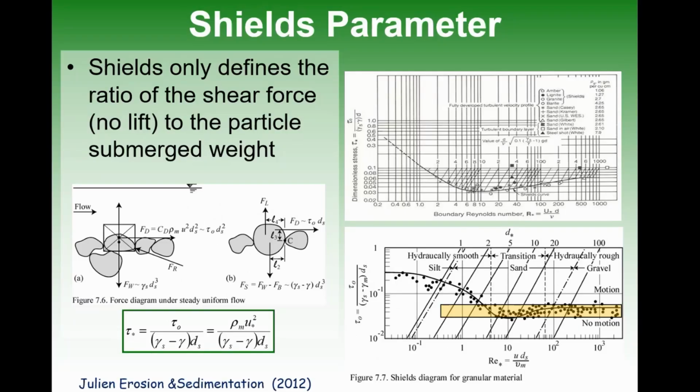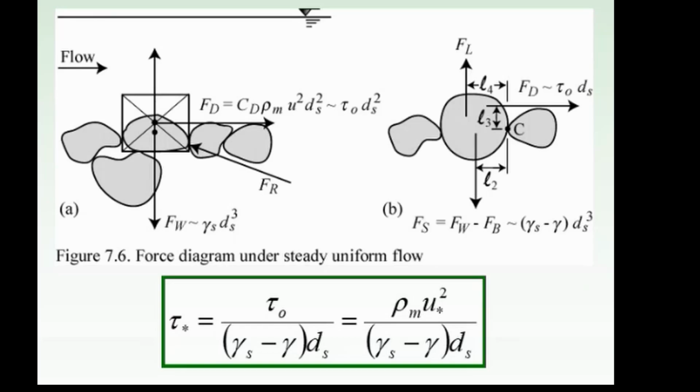But my point here is that you need to go to the fundamentals, at least for us in academia, to look at where the Shields parameter comes from. This shear, the applied shear over gamma S minus gamma times ds. Well, it comes from the ratio of two forces. You have the drag force applied on it, the shear times the grain size squared, and then you have the weight, the submerged weight, the weight of the particle, with gamma S times the grain size cubed, the volume, minus the buoyant force, gamma times the volume of the particle. And we just take the ratio of those two.